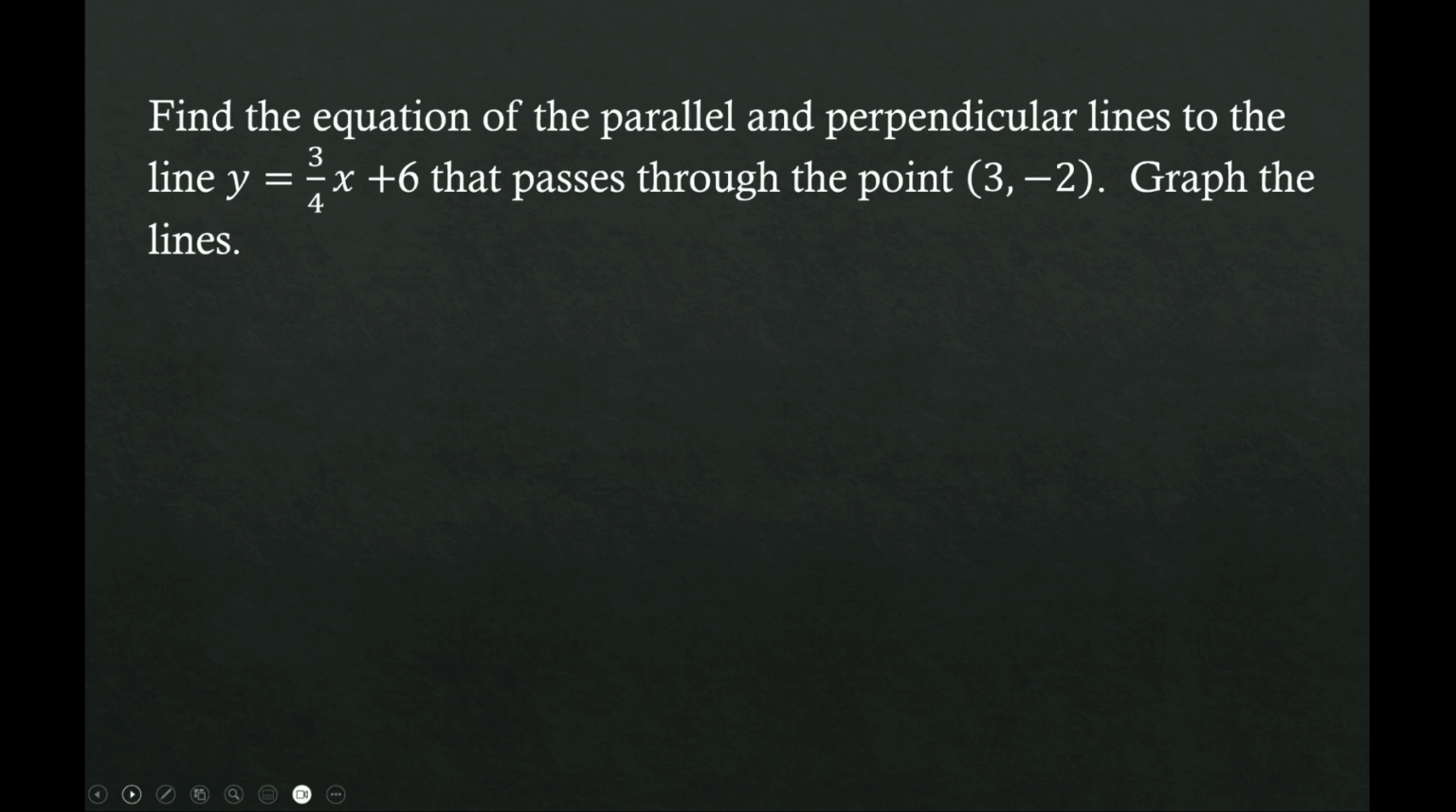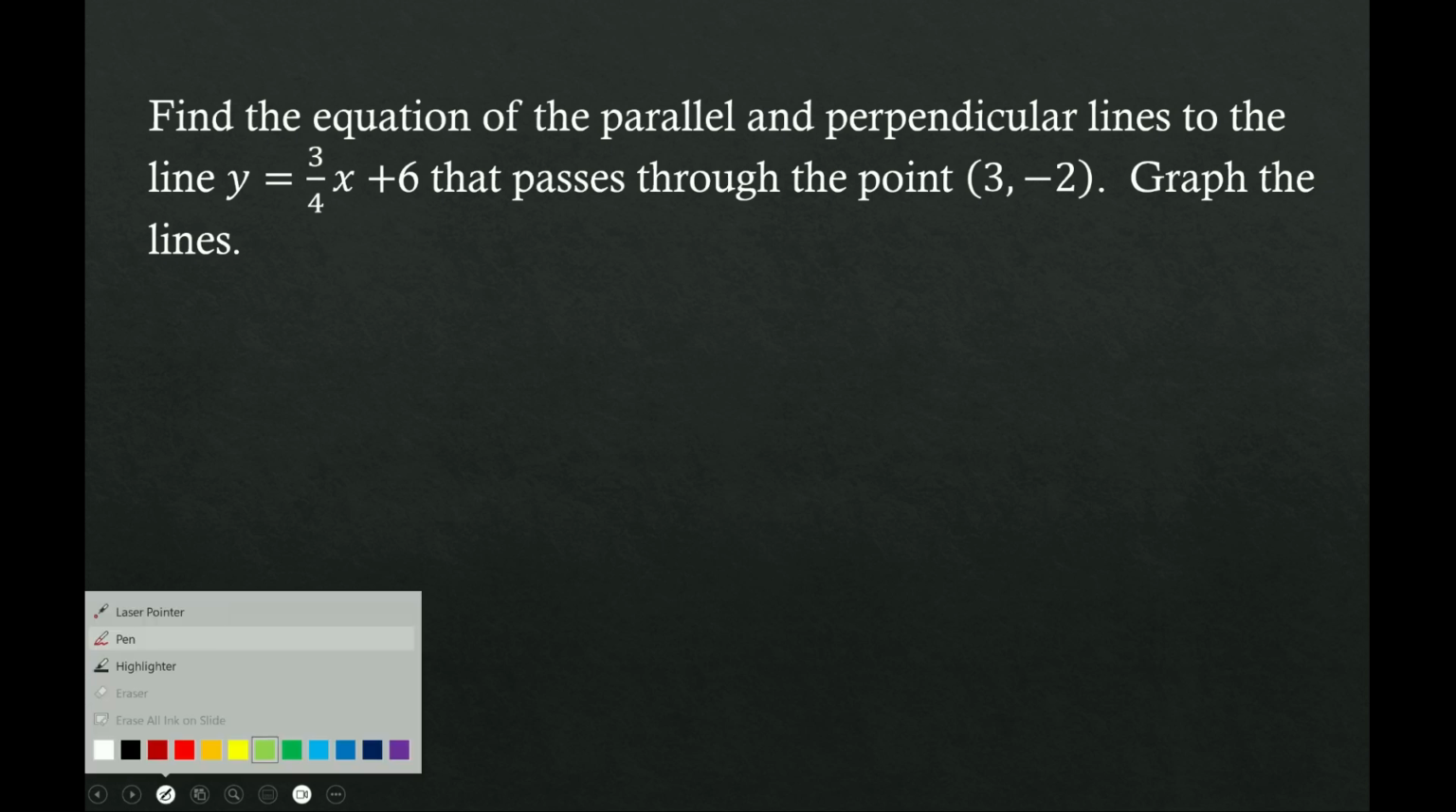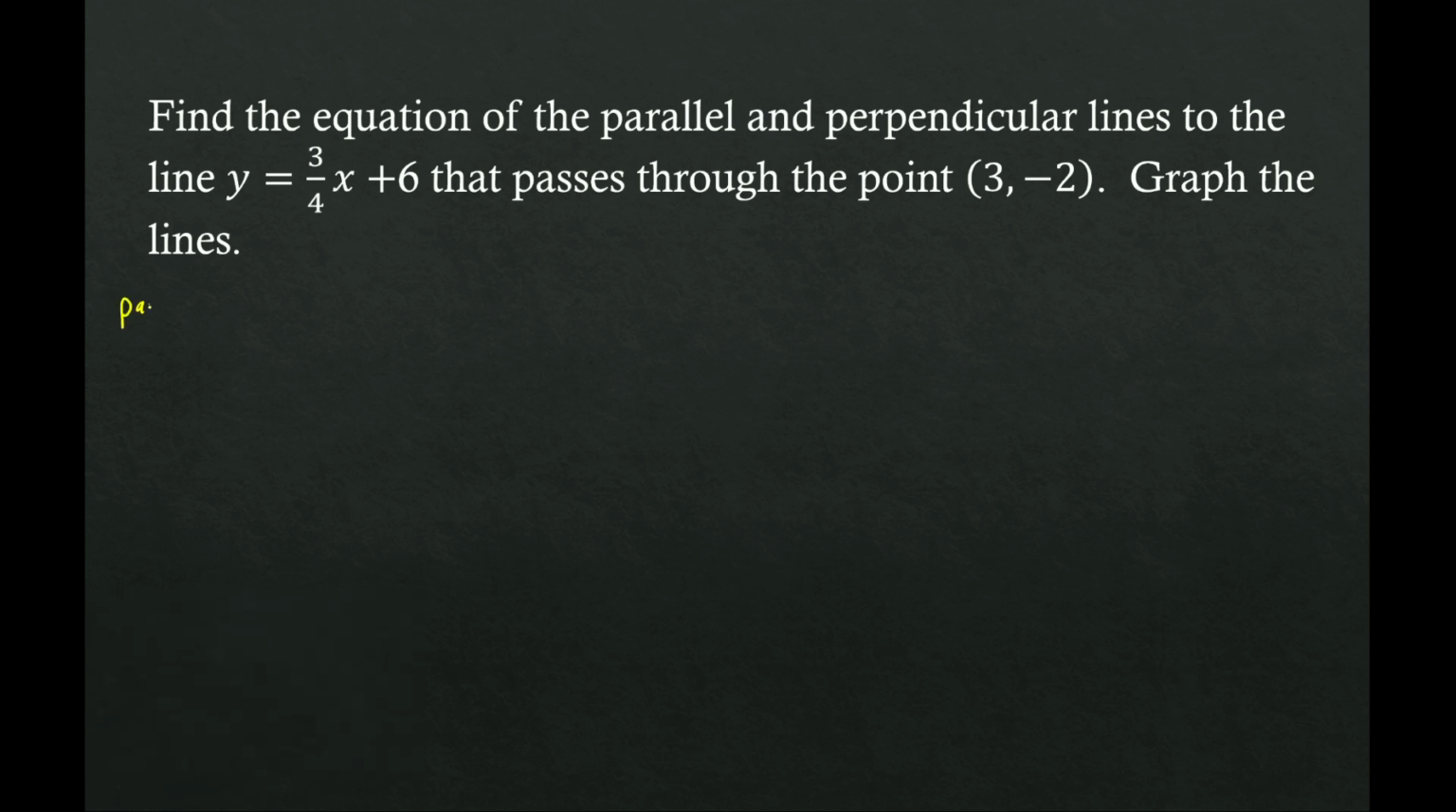So for this one, we're going to find the equation of the parallel and perpendicular lines to the line y equals 3/4 x plus 6 that passes through the point 3, negative 2, and then we'll graph the lines. Let's do the work with the parallel line first. The slope of our line is 3/4, so the parallel line will have the same slope, and then we can use the point 3, negative 2.